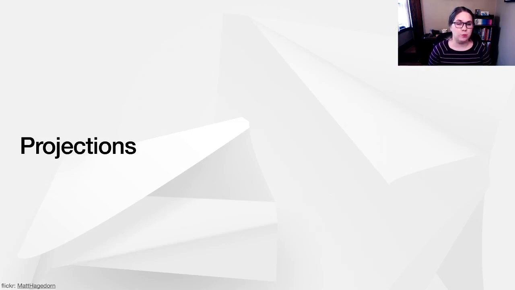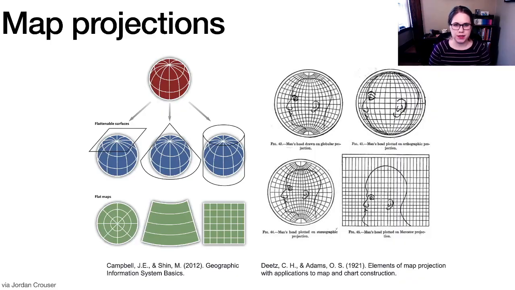Next, I want to talk about projections. Projections aren't about mappings from the data to something on the physical page or the digital page, but they're very important when you are visualizing geographic data. The reason we need projections is because the world is not flat. You can imagine the world as a sphere. It's not a perfect sphere, but you can imagine it that way.